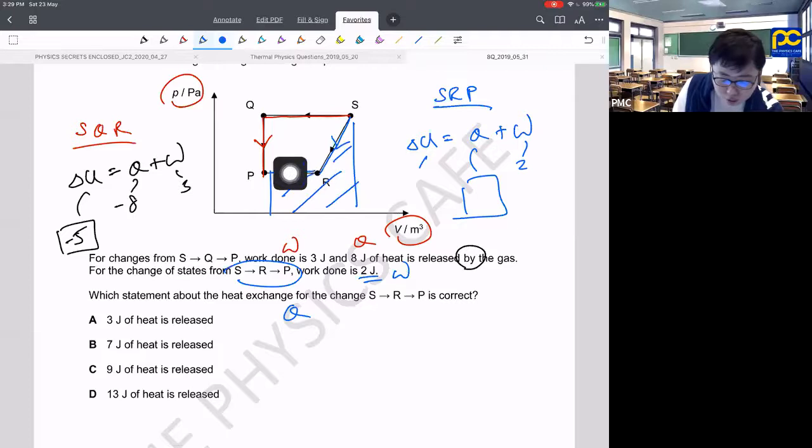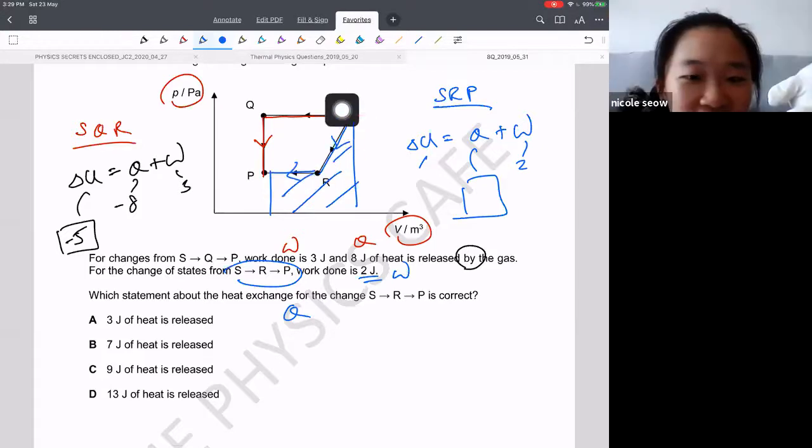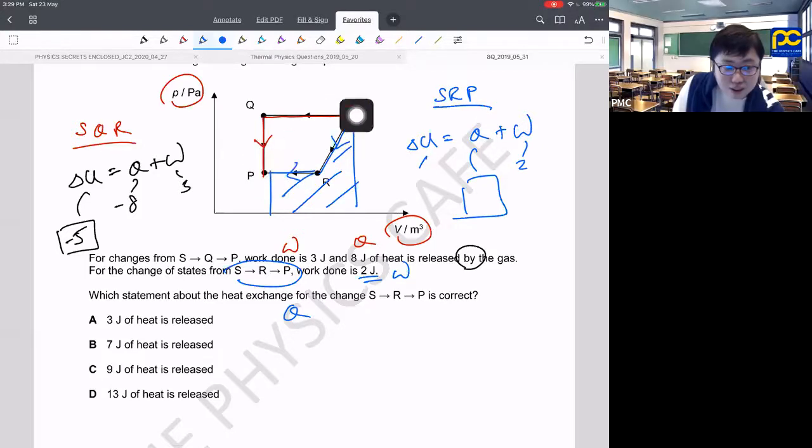Can you see my cursor move? Is the cursor smooth or not, Nicole? When it's moving, is it smooth? Yeah. Smooth all. Okay, then what is the hint I'm trying to give you? What's delta U?